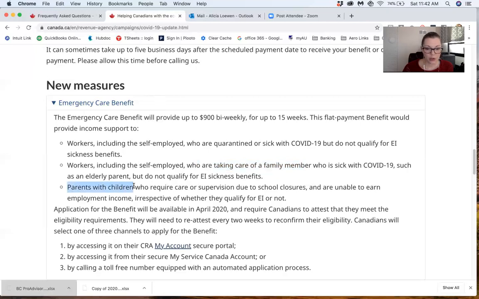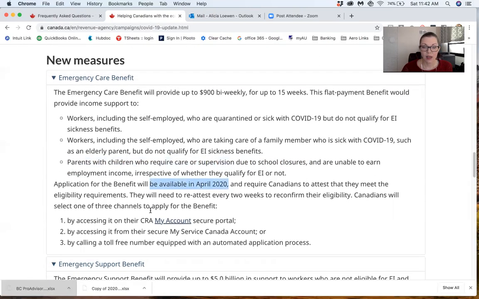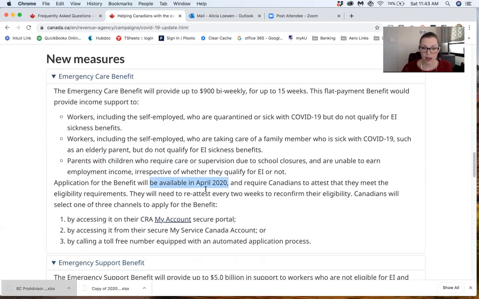Or parents with children who require care or supervision due to school closures. So if you can't work right now and you're a sole proprietorship and you can't work because you have no childcare, even if none of you is sick or quarantined, you can still get this emergency care benefit. Okay, and it says it will be available in April 2020. So listen in for more news about that as we learn more about the situation.